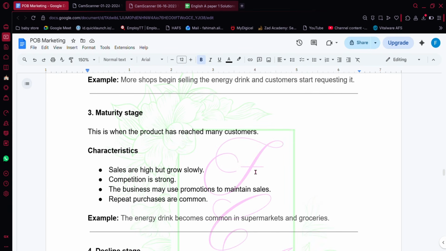Maturity stage. This is when the product has reached many customers. Characteristics. Sales are high but growth grows slowly. Competition is strong. The business may use promotions to maintain sales. Repeat purchases are common.